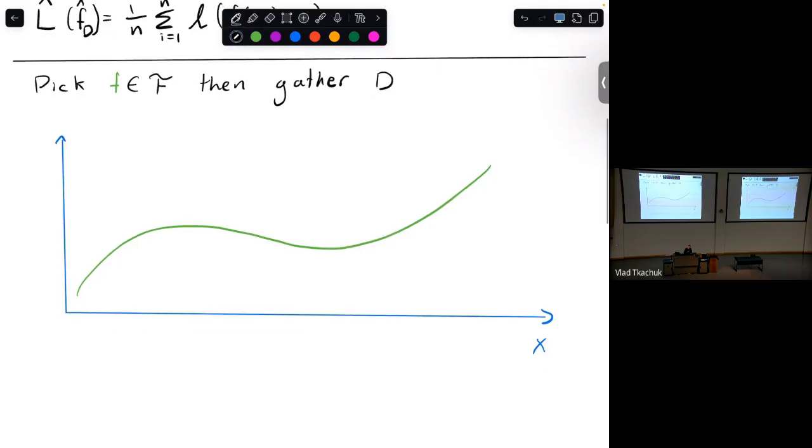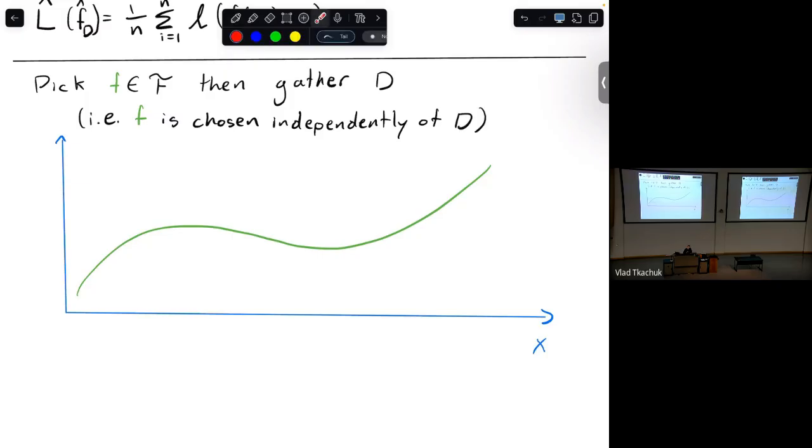Okay. This is the order of operation. Pick the function first, then you gather data. In other words, in probability terminology, this would be equivalent to saying that f is chosen independently of d.